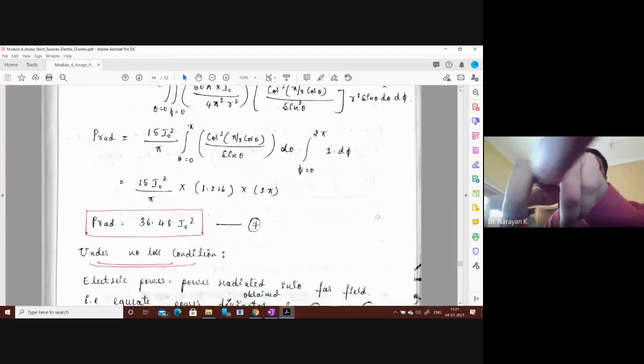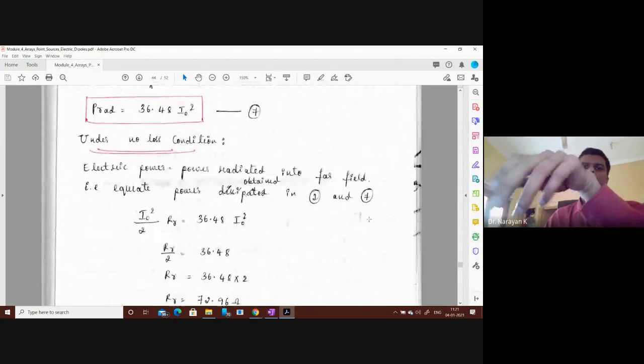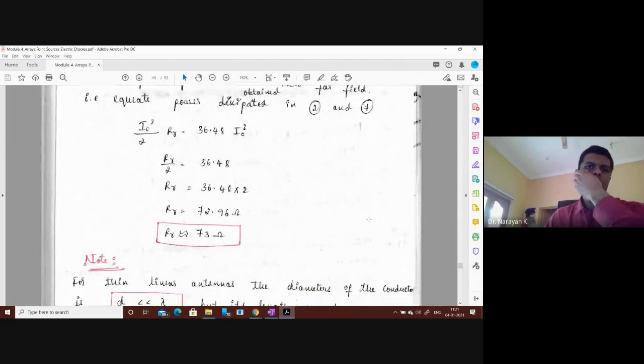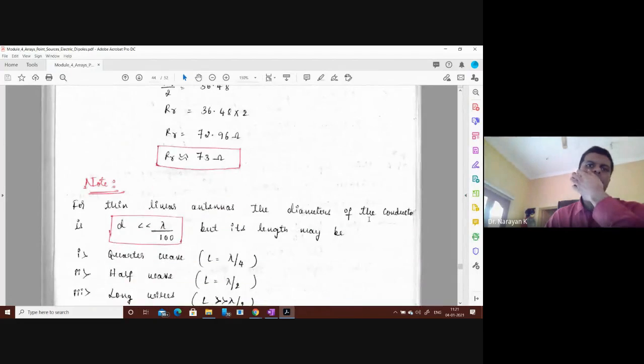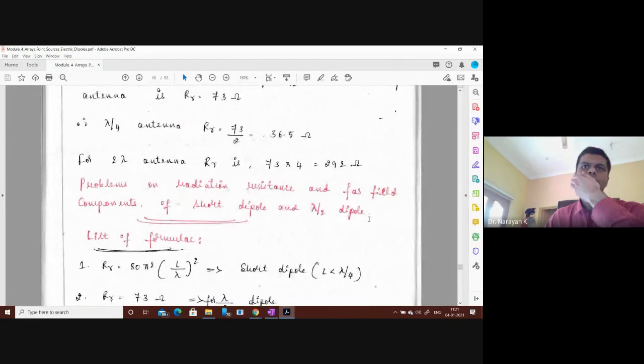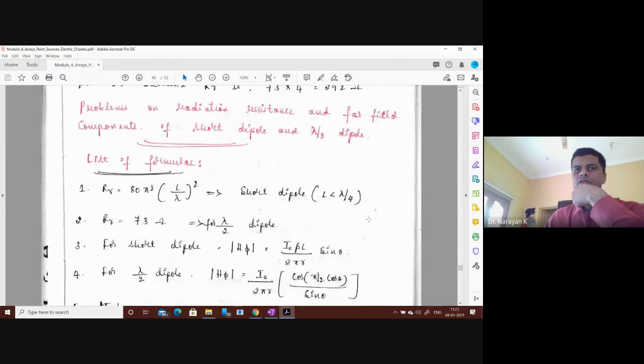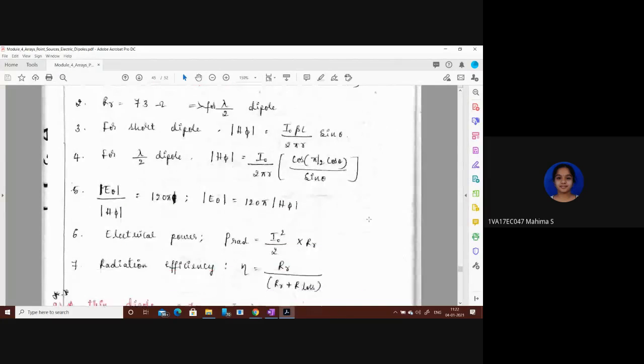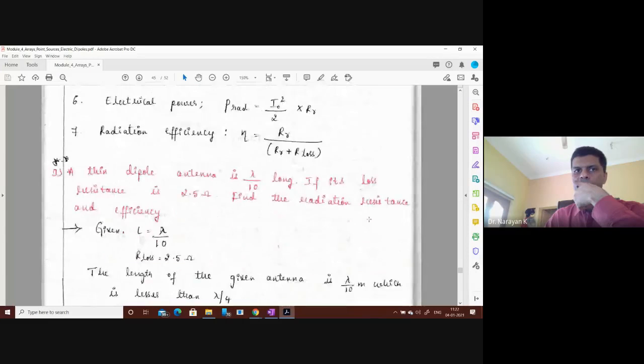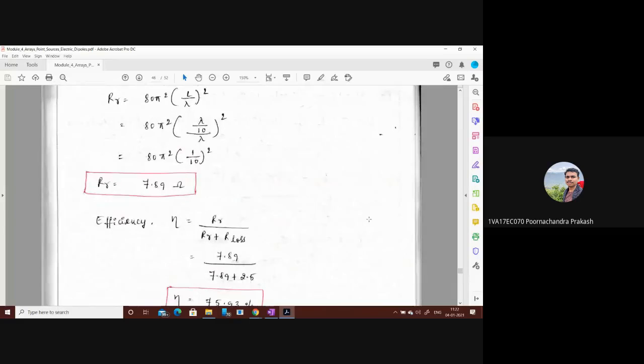I have done with respect to cosine integral. So both the options are correct. Whichever you find it easy, you can do. Got it? Yes, sir. Understood? Yes, sir.